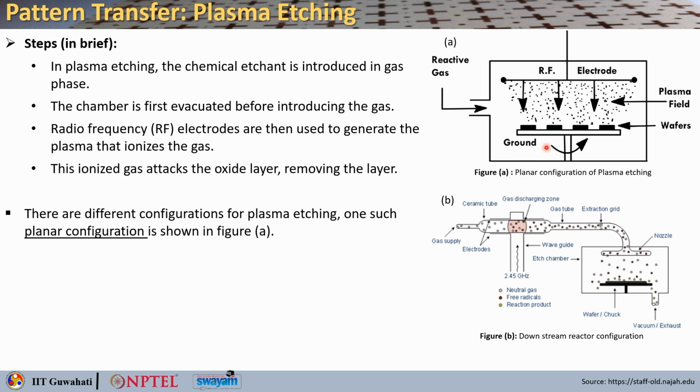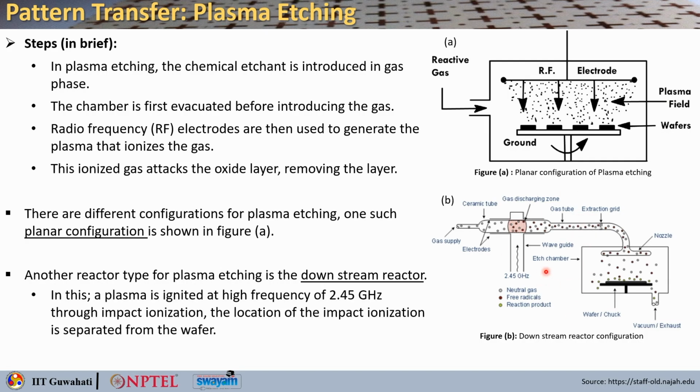So, there are different configurations in plasma etching. One is the planar configuration, which is shown here. Another type of plasma etching is called the downstream reactor, which is shown here. Here you see the plasma is ignited at a high frequency of 2.4 gigahertz through impact ionization, and the location of the impact ionization is separated from the wafer. So, here you do the plasma generation, and then here it goes.